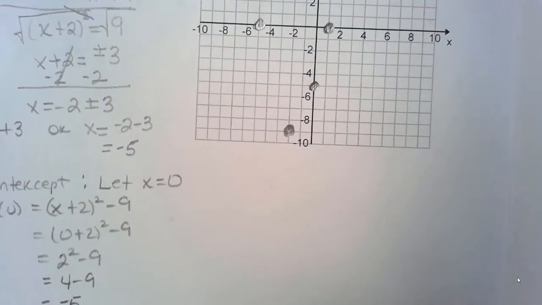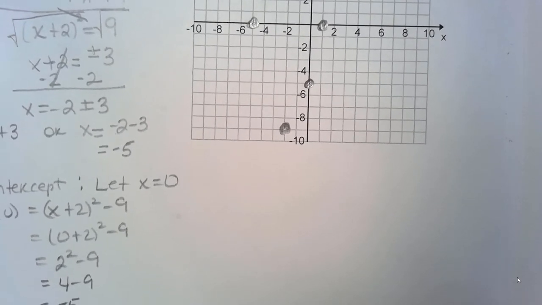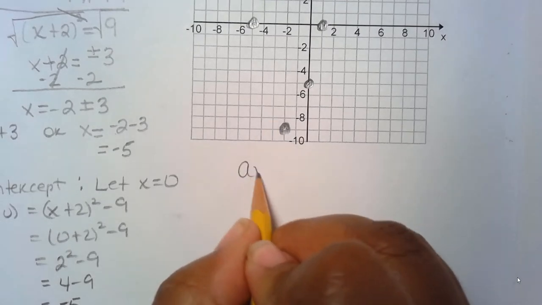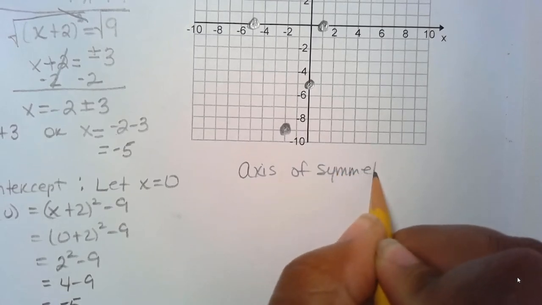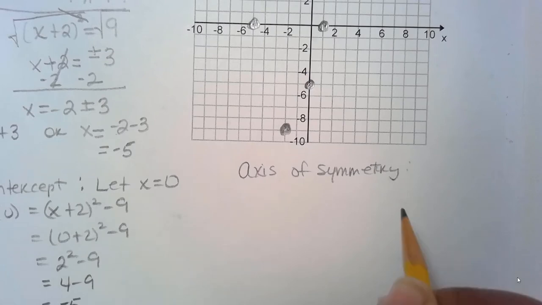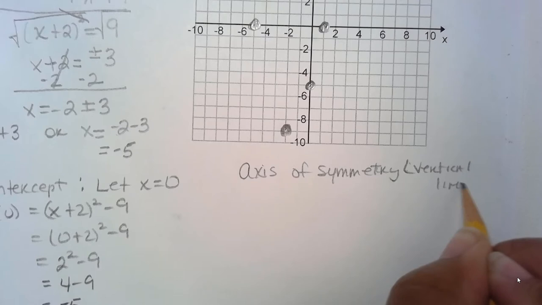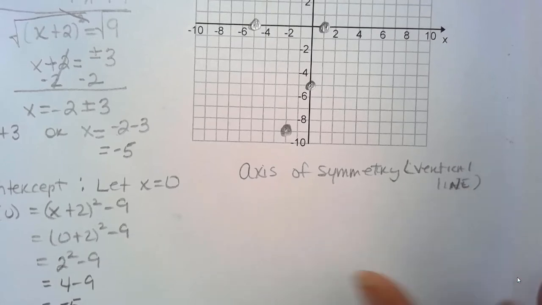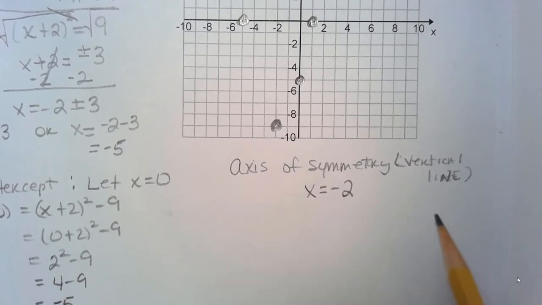Now, just for some review, even though it didn't ask it in this question, I just want you to become familiar with it. What is the axis of symmetry? Remember, it's going to be a vertical line that we draw. It is x is equal to negative 2. We look at our h, going back to our vertex, what we call h.